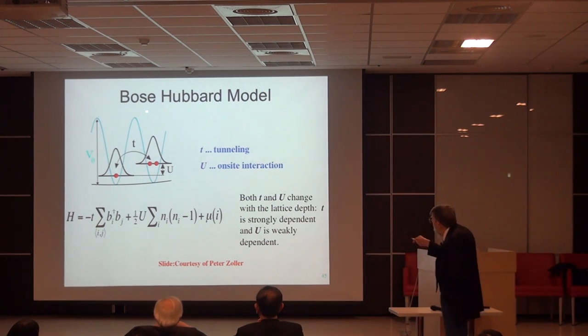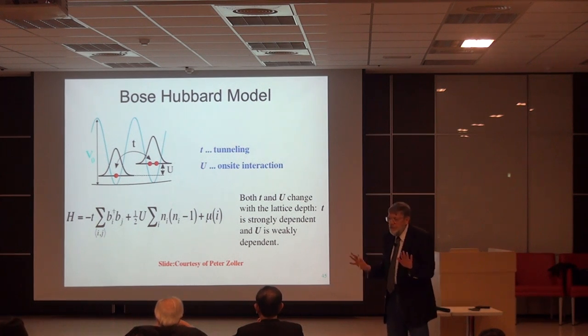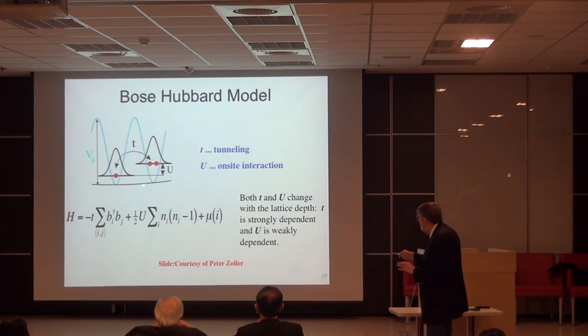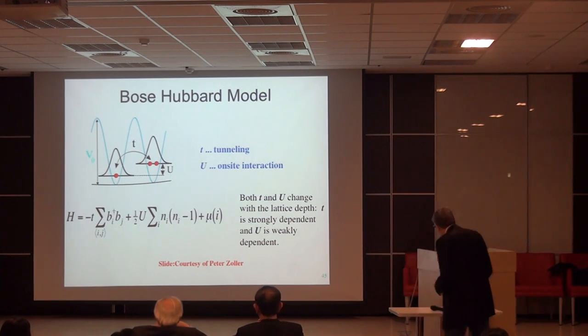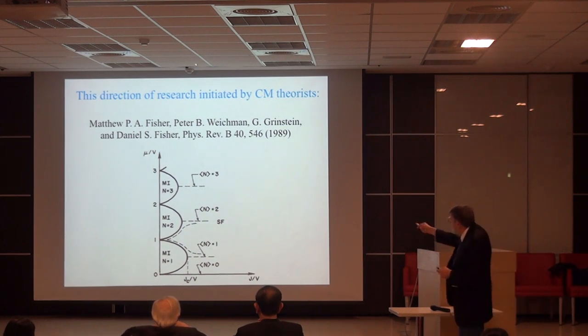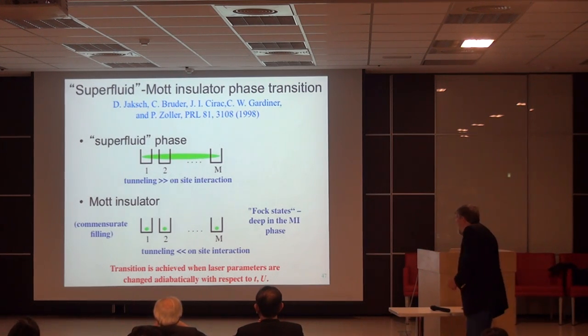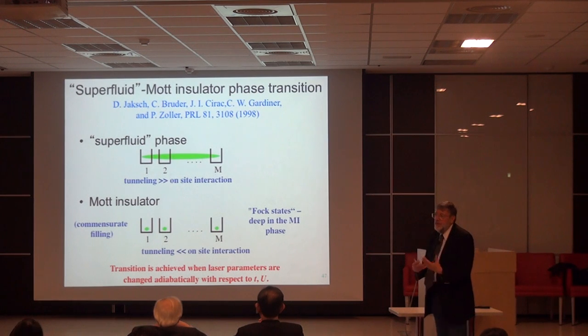But the idea is you've got a periodic potential, and there's a tunneling rate to go from one lattice site to the other, and there's an energy cost to have two particles on the same site. And those are the only things that go into the theory. You don't put anything else in. So it's an extremely simple theory, just the tunneling rate and the energy cost to have two atoms on the same site. And you can show that, and Matthew and Daniel Fisher and their colleagues did show this a little while ago, that there's a phase diagram that results from this, where the superfluid phase, or the conducting phase, is what happens when the tunneling is much bigger than the energy of the on-site interaction.